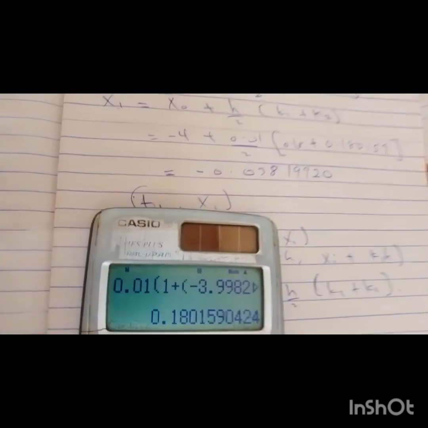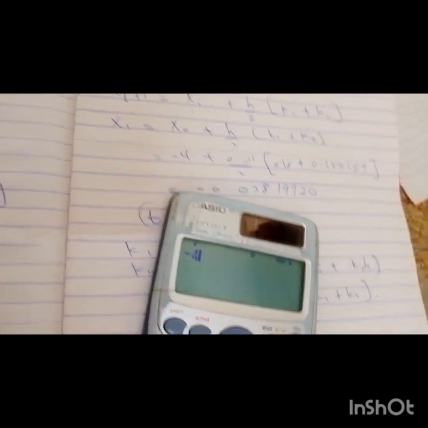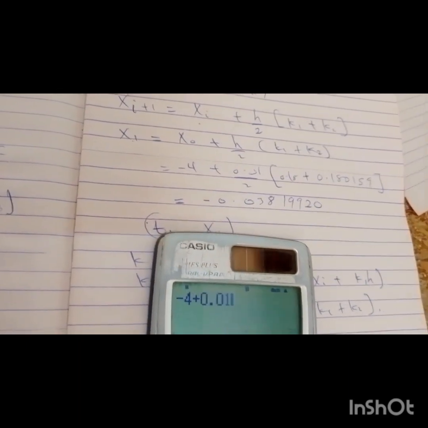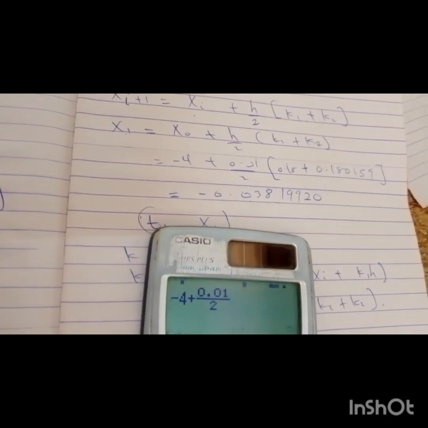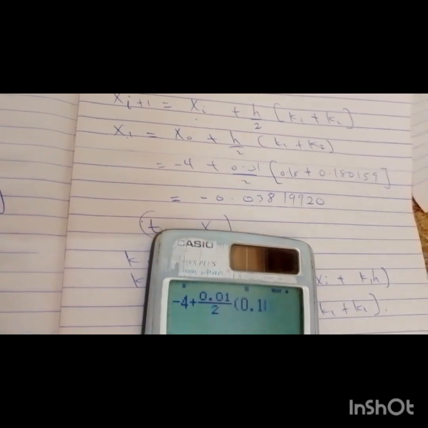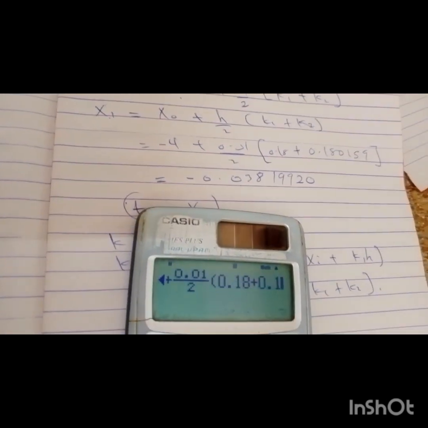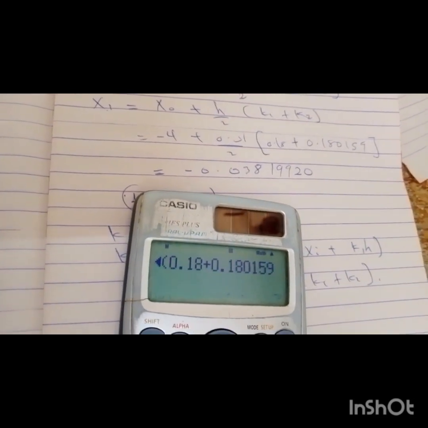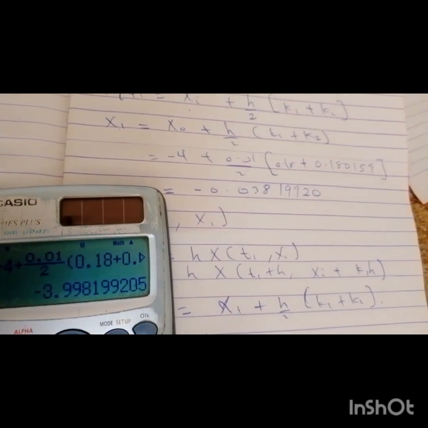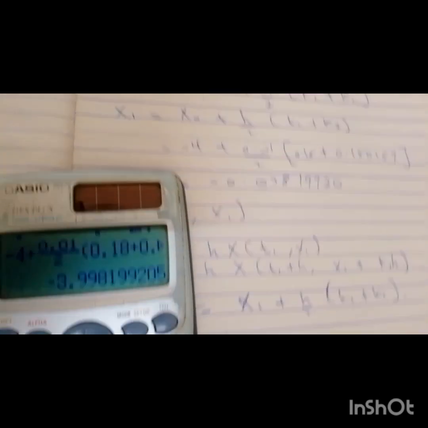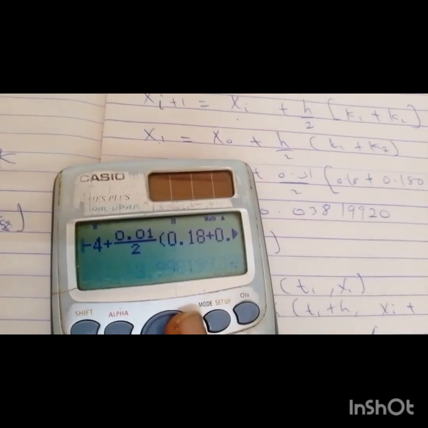Sorry, let me try entering that. I'm seeing some... Yeah, so we have negative 4 plus 0.01, multiplying 0.18 plus 0.180159. Okay, so I think that was probably an error in entering the figure, right?